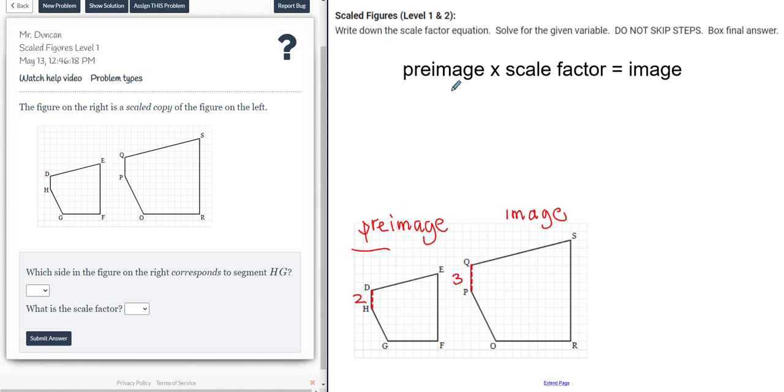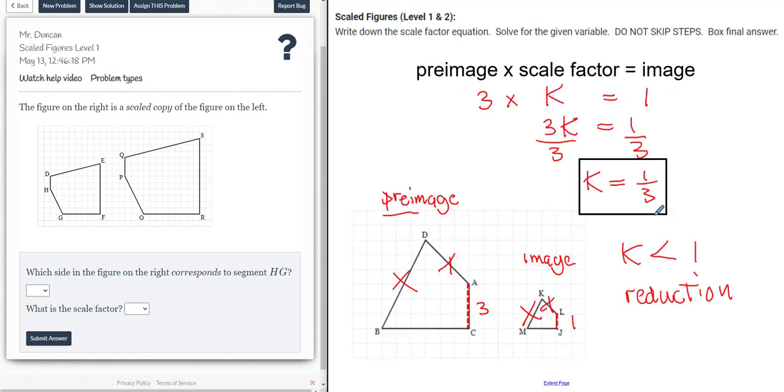So we'll plug in 2 for the pre-image. We'll multiply that by the scale factor, which is the given variable k, and it should give us a 3. So that equation would simplify to 2k is equal to 3. And then we would divide by 2 on each side, and we would find out that our k, or scale factor, is 3/2.